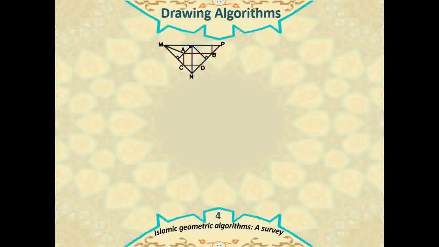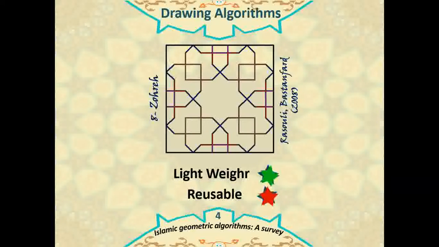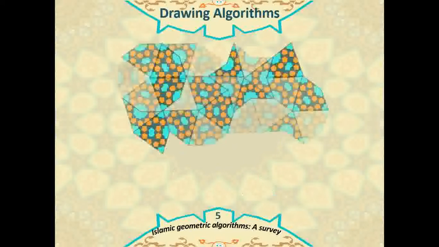So we can see an algorithm in the group of compass and ruler here. It's presented by Rasuli and Bastanfard, and we can see 8 Zohre knots in here, or a hashed Zohre knot. That is a kind of Persian knot in architecture. There is a benefit about this kind of algorithm that they are lightweight, but there is a negative point, and there is some problem in reusing this kind of algorithms.